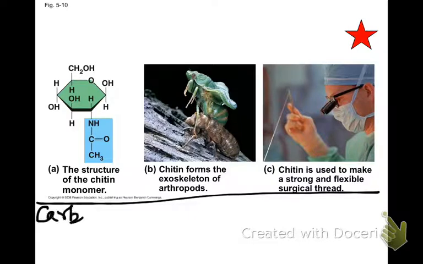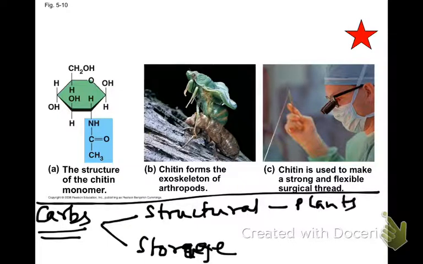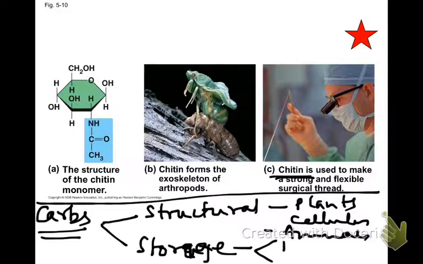In a nutshell, carbohydrates, carbs, have two functions: one is structural and the other is storage. In structural, you would have cellulose in plants, and in animals you have chitin. Storage, in plants you have starch, and in animals you have glycogen.